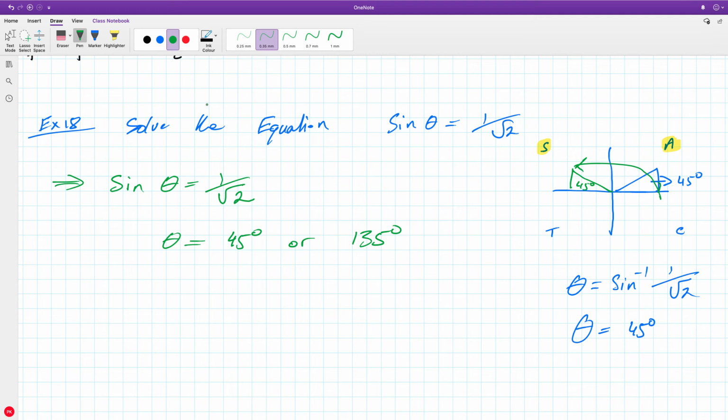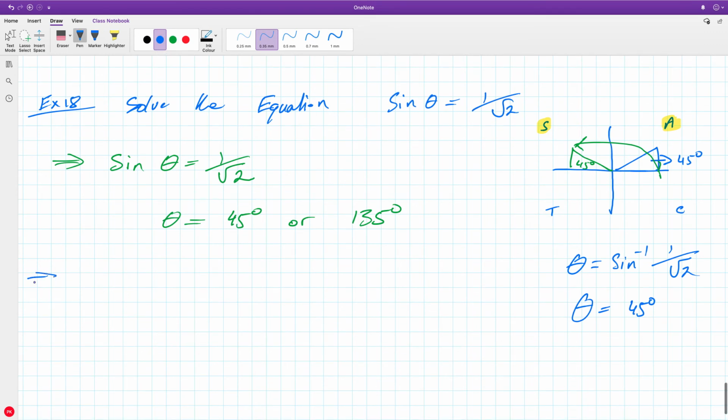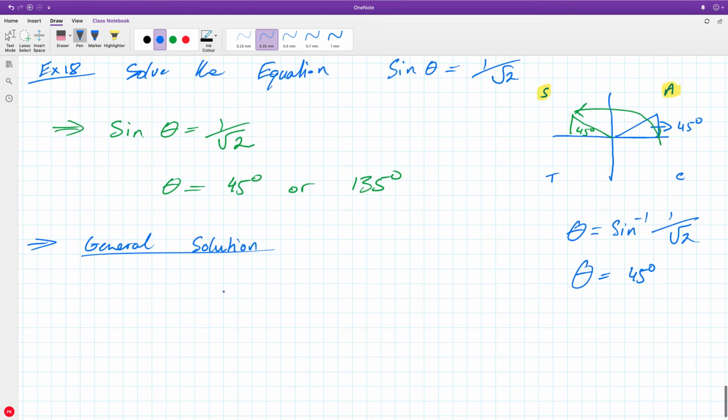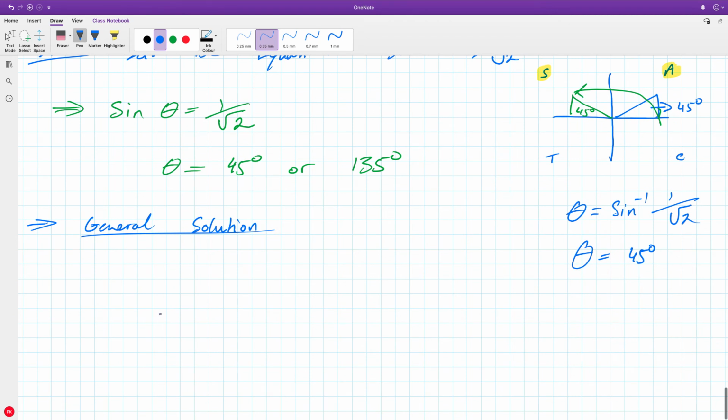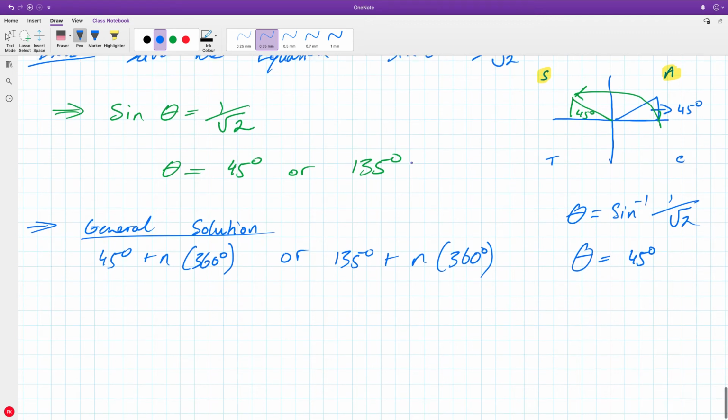If I ask you to give the general solution on that then? Any idea on the general solution? That's if you find all 4 quadrants. So it'll be 45 degrees plus n times 360 degrees or 135 degrees plus n times 360 degrees. And then we say n is equal to 0, n is equal to 1, 2, and 3. We'll be doing a few of those in a minute. We'll focus on getting these right first of all. Is that right?